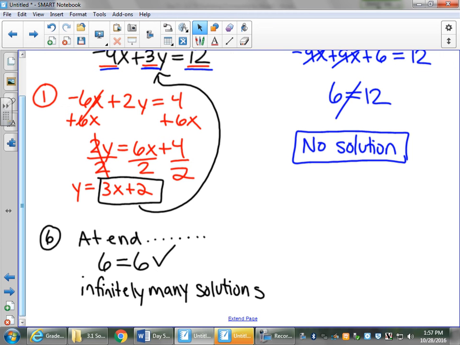Just make sure when you're isolating a variable, whatever variable you isolated, you take that expression and sub it into the other equation for the variable you isolated. You isolate y, you sub it in for y. You isolate x, you sub it in for x.